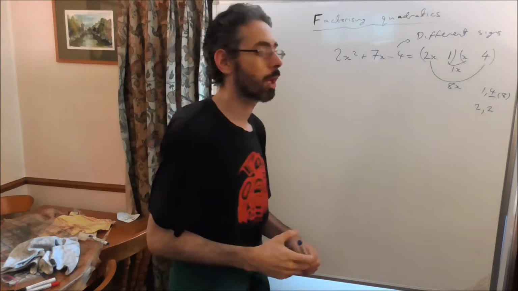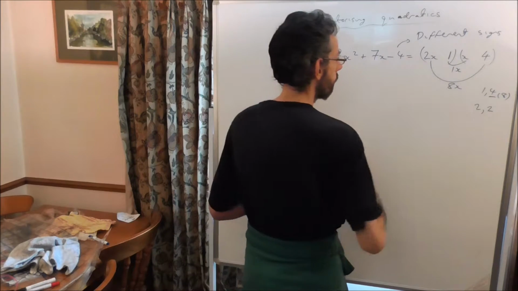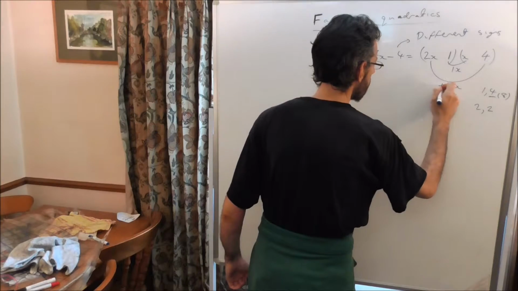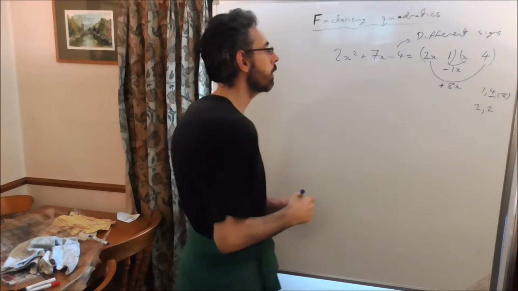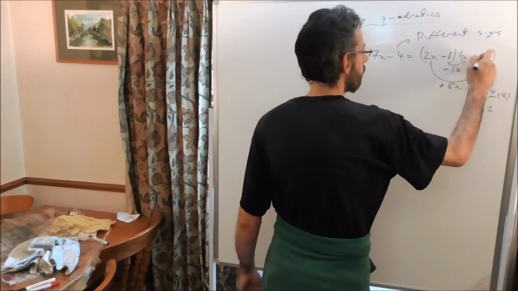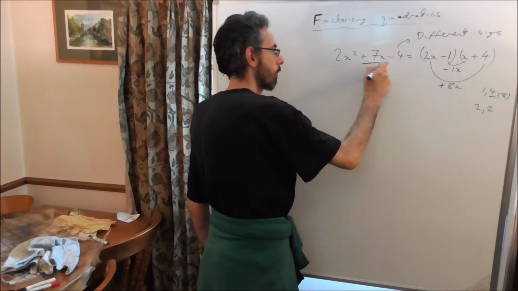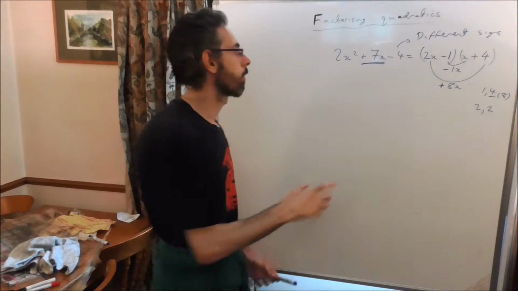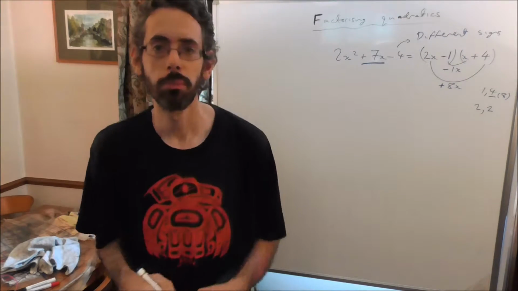Well, for them to have a positive total, the bigger one needs to be positive and the smaller one needs to be negative. So it needs to be this way round. So we need minus 1 to give us minus 1x, plus 4 to give us 8x, and then minus 1x plus 8x is 7x. So this is correct. 2x minus 1 times x plus 4.